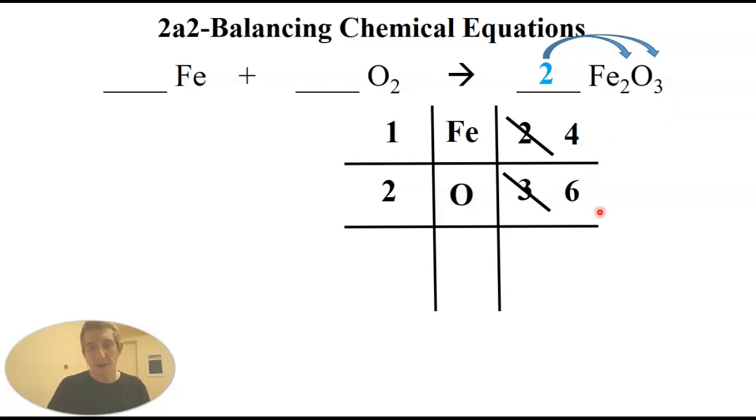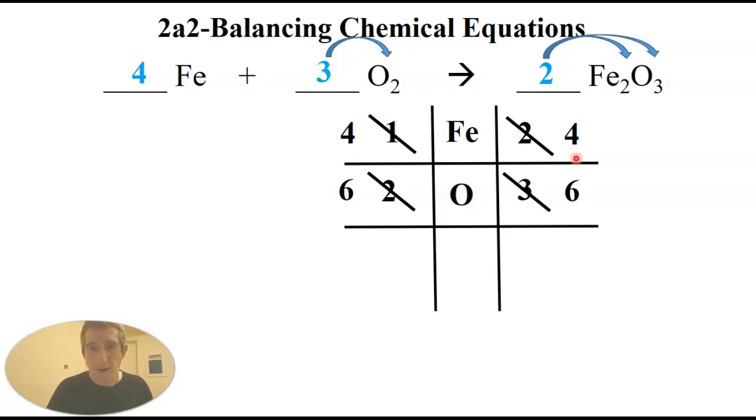So now I have the 4 and 6 in the back, and now we can focus on the oxygen on the left-hand side. And so now I need 6 of them. So the 3 times 2 gives me the 6 that I needed. And now we can focus on the lone iron out here. I have 4 going out, so I need 4 going in. And the coefficient of 4 is going to help me do that.